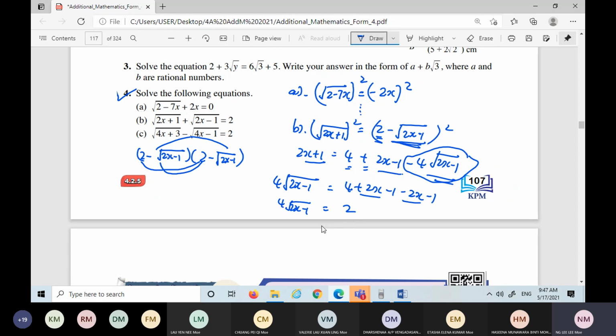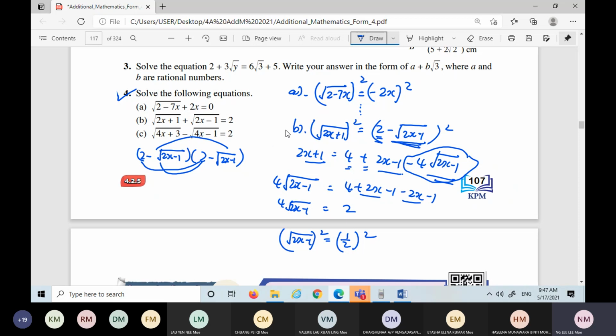Then the 4 you can move here, so it's 1 over 2. Then you do one more time, squaring both sides. Then you continue. But remember, same thing, after you get the answer, you should substitute back to check whether you can accept all the answers or not.